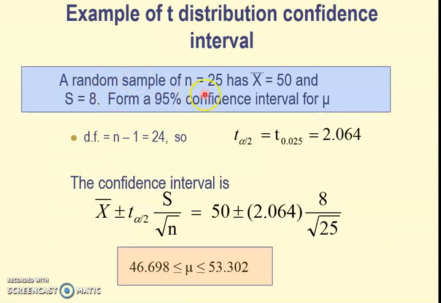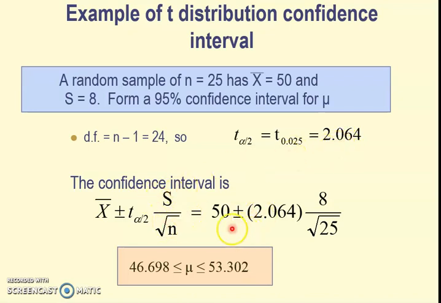Example: a random sample of n equals 25, and we have x bar equals 50, and the sample standard deviation is 8, and we need to construct a 95% confidence interval for mu. So the degrees of freedom is n minus 1, which is 25 minus 1, 24, and for the critical value we need to use the t distribution because we are given the sample standard deviation, whereby sigma is unknown. So for t alpha over 2, the upper tail area is going to be 0.05 divided by 2, so we get 0.025, and referring to the table we get 2.064.